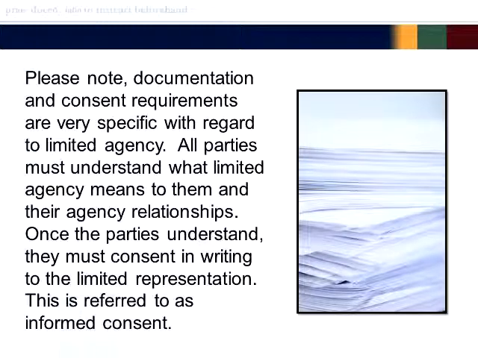Please note, documentation and consent requirements are very specific with regards to limited agency. All parties must understand what limited agency means to them and their agency relationships. Once the parties understand, they must consent in writing to the limited representation. This is referred to as informed consent.